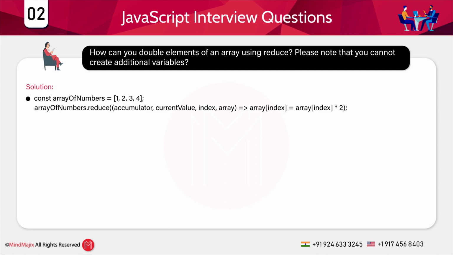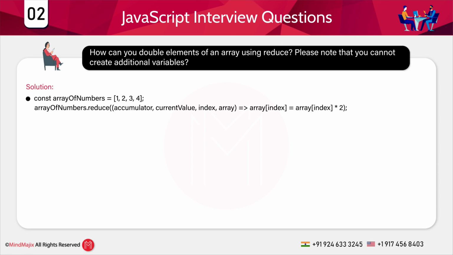Semicolon means it's a new line. Then arrayOfNumbers.reduce, in brackets accumulator, currentValue, index, array. So using this reduce method, the parameters are accumulator, current value, index, and array. So it will generate the array of index, array[index], and the multiplication operator 2.